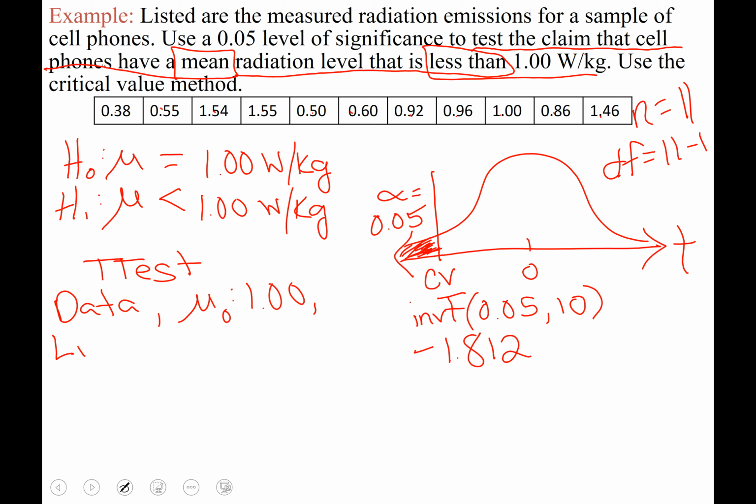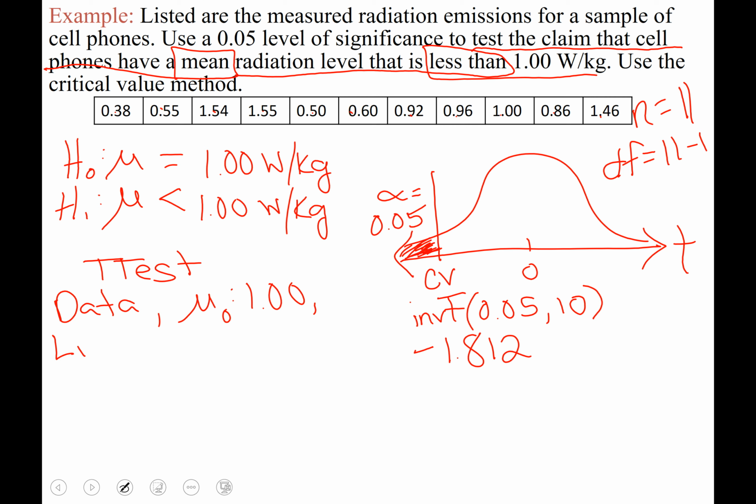Okay, do this with me. Hit STAT. We always put the data where it says EDIT, so hit EDIT. In L1, I want you to put those 11 values: 0.38, 0.55, 1.54, 1.55, 0.50, 0.60, 0.92, 0.96, 1.00, 0.86, and last, 1.46.